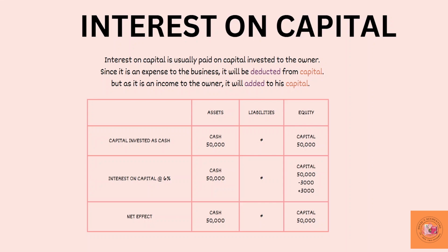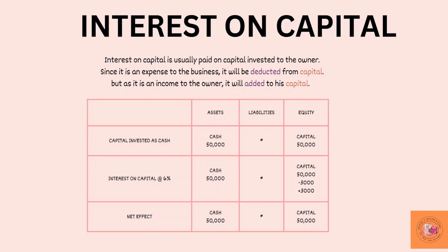Interest on capital is an expense to the business because we are paying out to the owners. Thus, it will be deducted from the capital. But the same interest is like an income to the owner. The owner is getting interest. The owner's capital will increase.